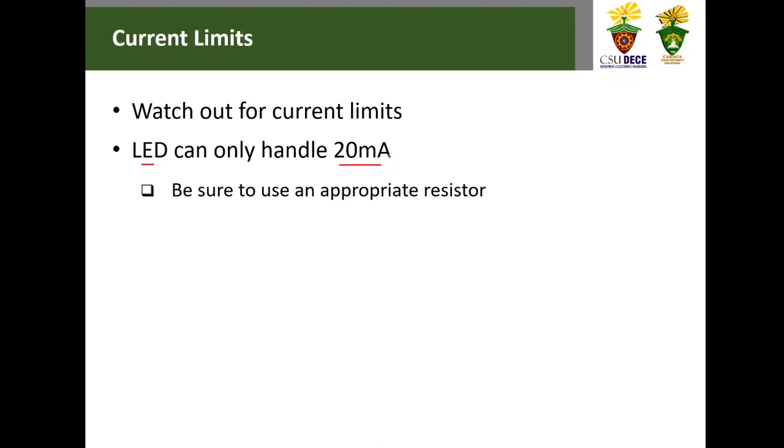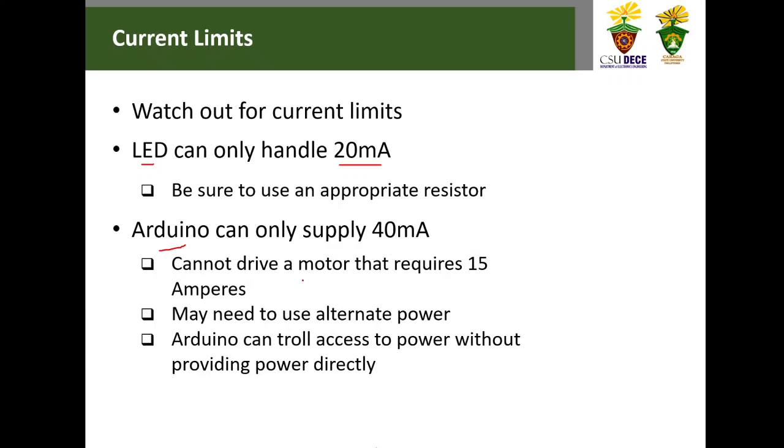And also for the input side, for our IoT device, on the Arduino side, we must consider that the Arduino can only supply a maximum of 40 milliamps. So for example, if there are devices that require more than this, like more than 40 milliamps, for example a motor that needs 15 amperes, we might use an alternate power. When we say alternate power, it can be a battery or AC, just that it is not directly connected to the Arduino.